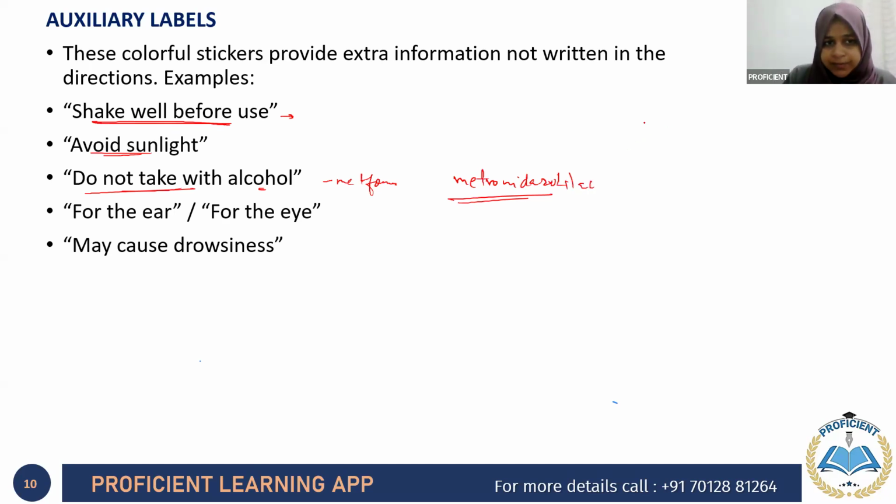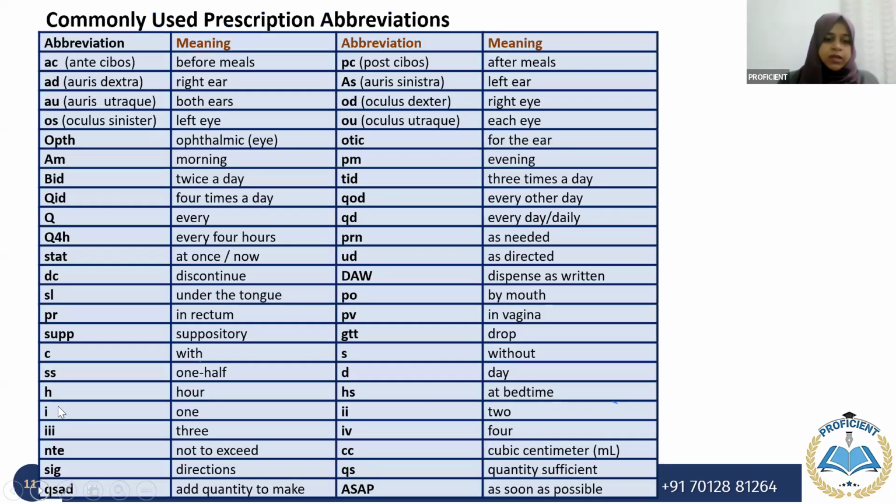Disulfiram-like reaction, right? Then, for the ear, for the eye, you have to mention specifically. Otherwise, they might take it orally. So you have to mention whether it is for eye, for nose, or for ears and all, right? First generation antihistamines cause drowsiness. You have to mention that also, right? So those are auxiliary labels.